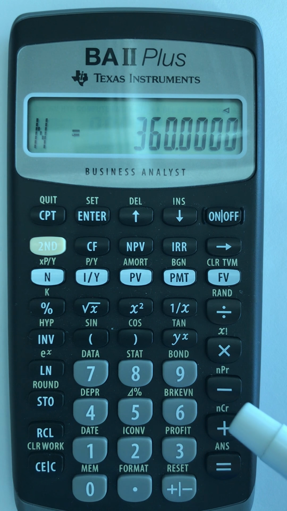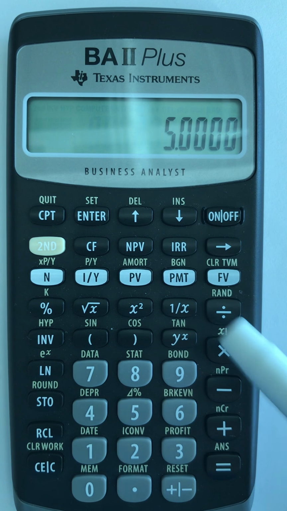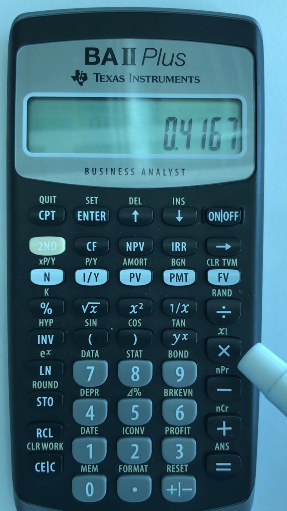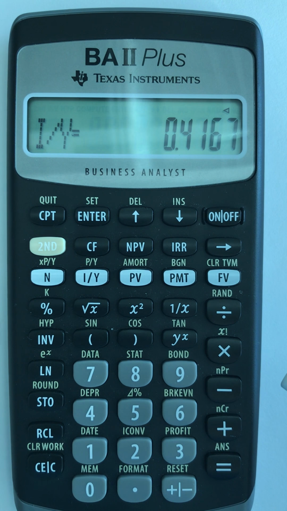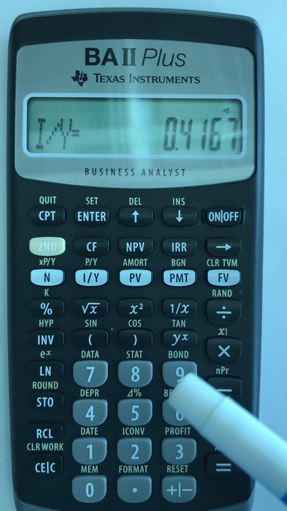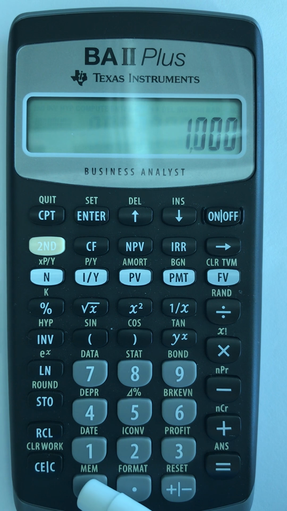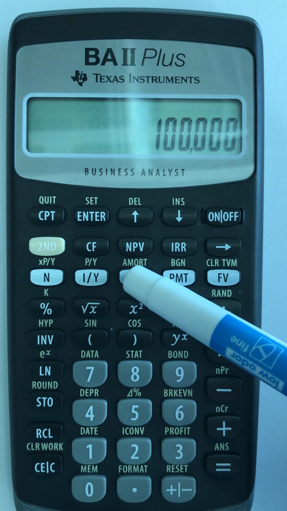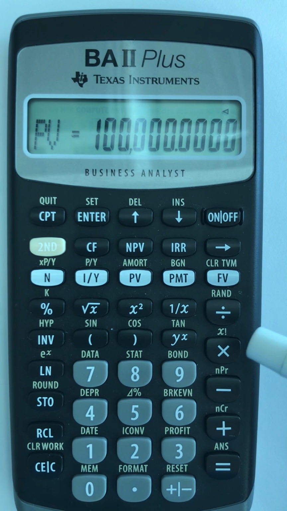Next, let's put in the interest rate, which is 5%, divide by 12, and now we have the monthly interest rate, and set that to be I/Y. And the present value of the loan is $100,000 US, and let's enter that to be the present value. Now we have the present value in the system.